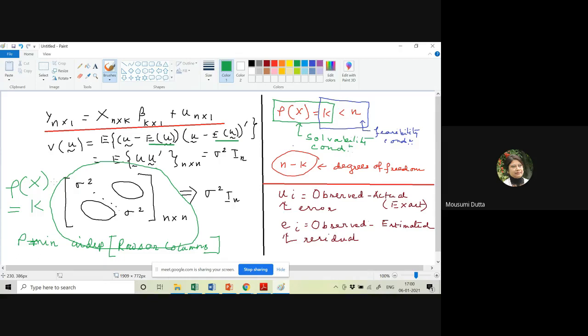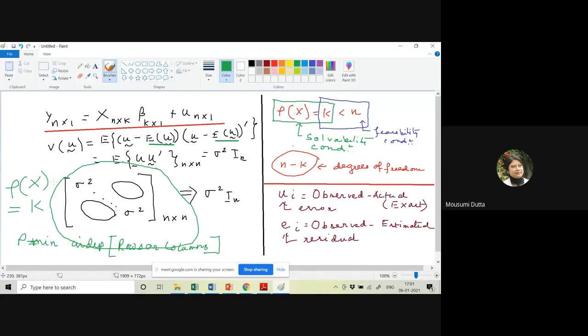This has 2 indications. Number 1, all the K columns are independent, because rank can be determined only by the independent columns. And it is also indicating another thing, K is less than or equal to N. 2 things it is indicating. If we assume that rank of X will be equal to K, to ensure all the columns of X matrix are independent, and that we need to maintain linearity.